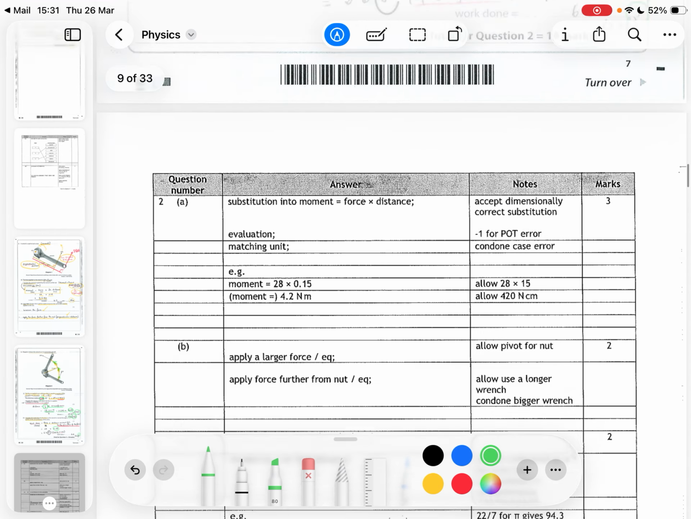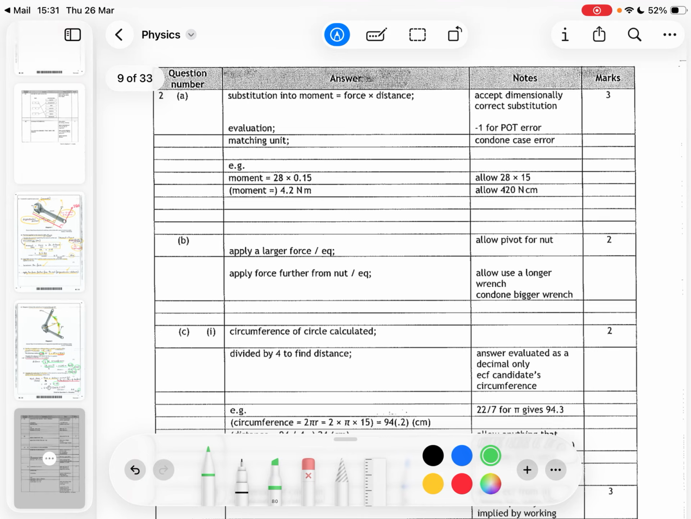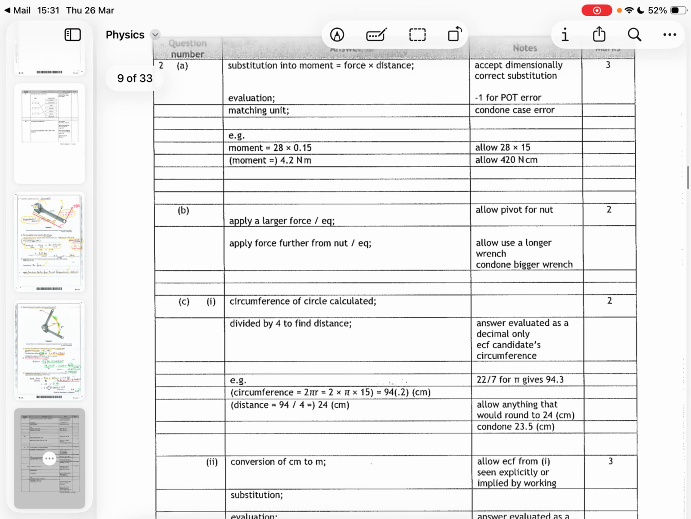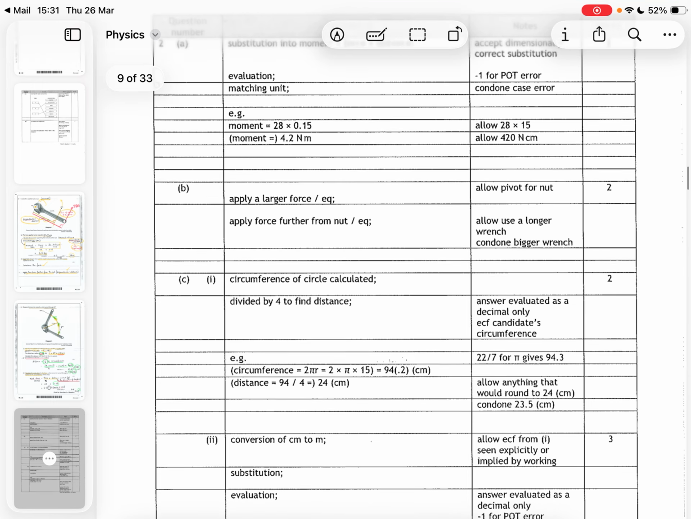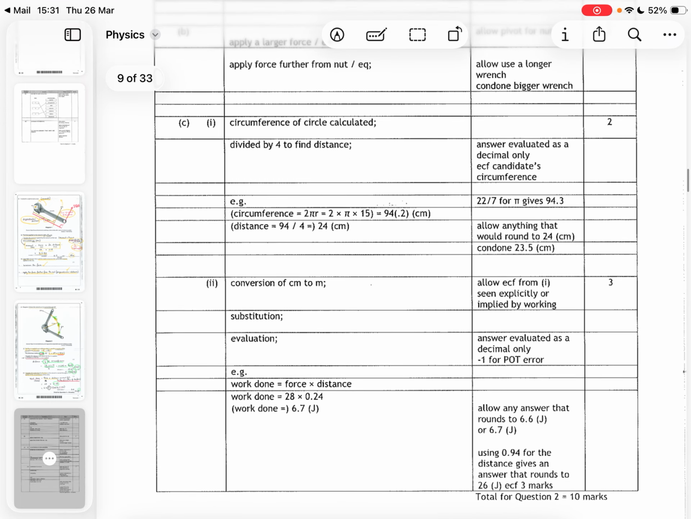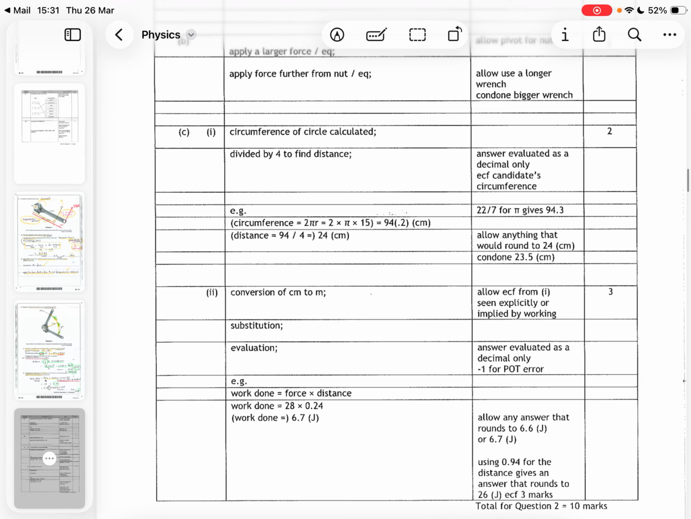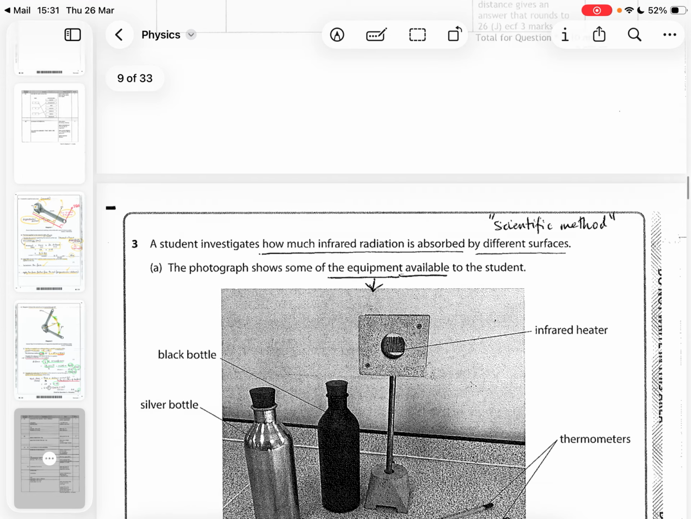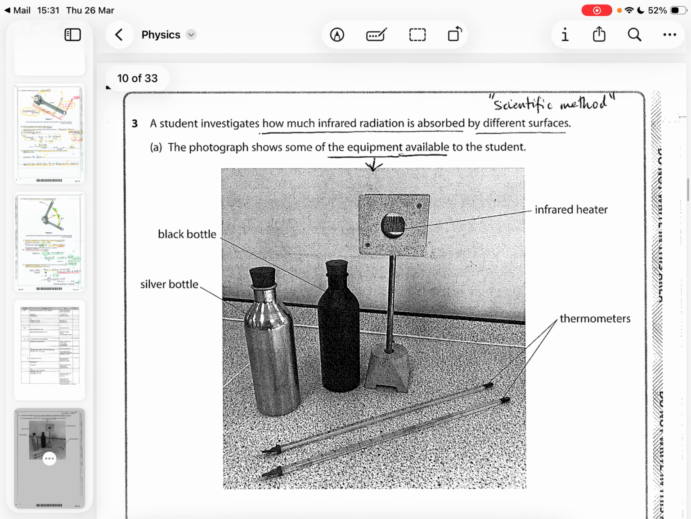There's 10 marks from that question, so you can have a look at the mark scheme, and you can stop the video if you wish to have a look longer. Okay. All right, so the next question is question 3, and it's looking at a scientific method of investigating.